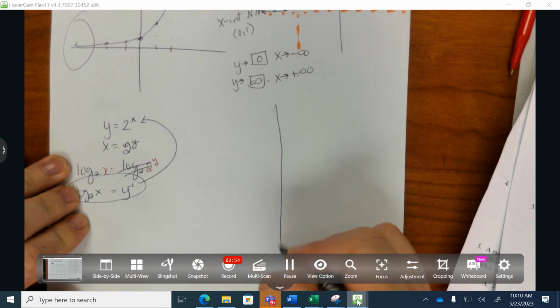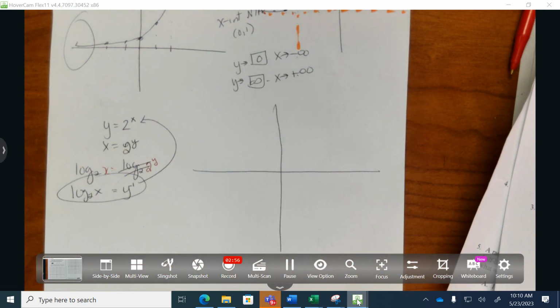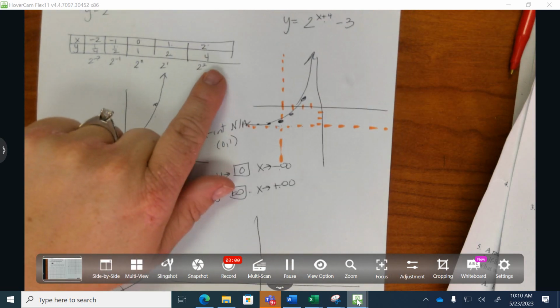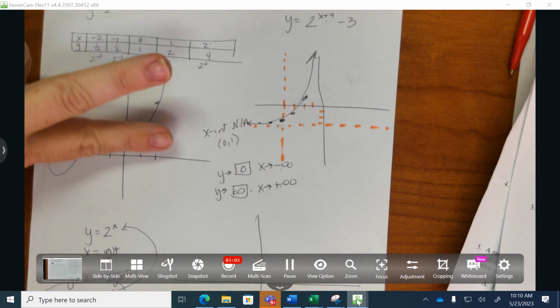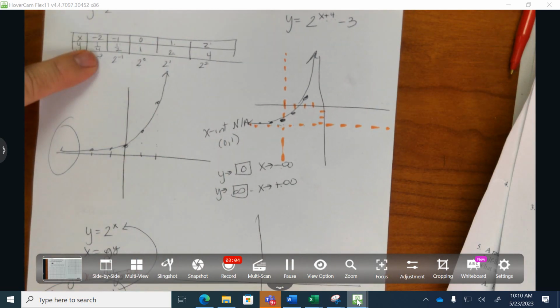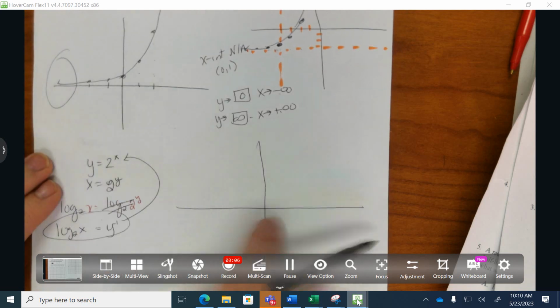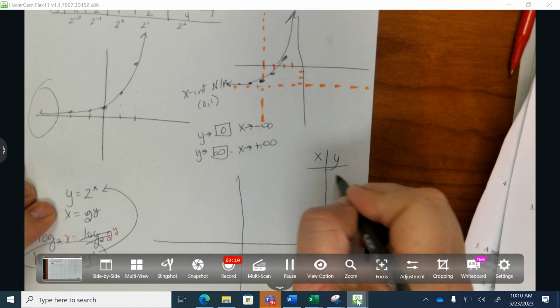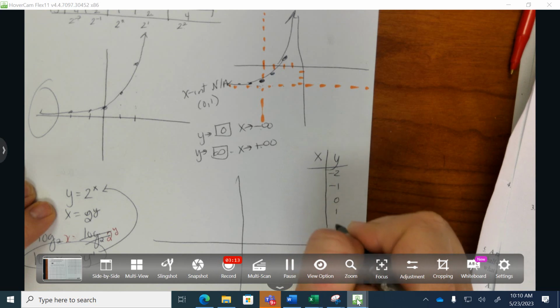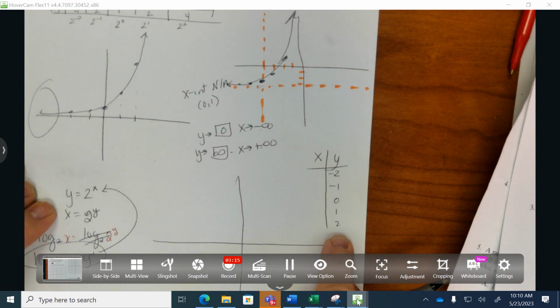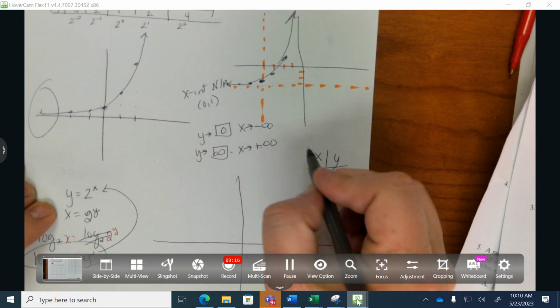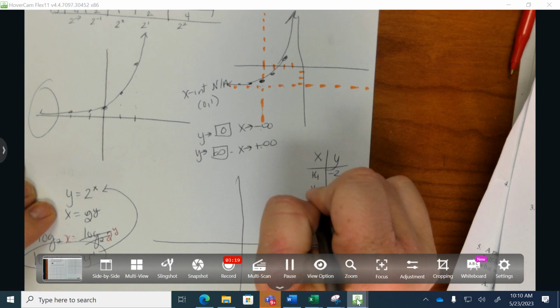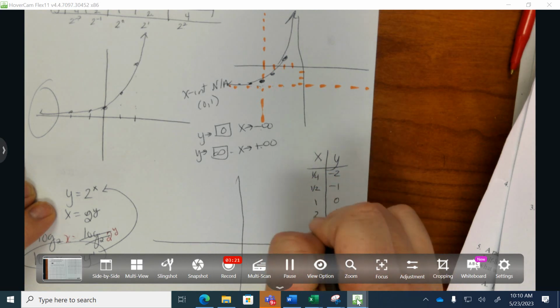Let's graph it. You may be thinking, how do I graph this? I don't even get to use a graphing calculator. Remember that the ordered pairs simply flip-flop. The inputs become the outputs and the outputs become the inputs when you have an inverse. So I'm going to make a little chart here for myself. Negative 2, negative 1, 0, 1, and 2. These were the inputs for the original function. The outputs will be 1/4, 1/2, 1, 2, and 4.